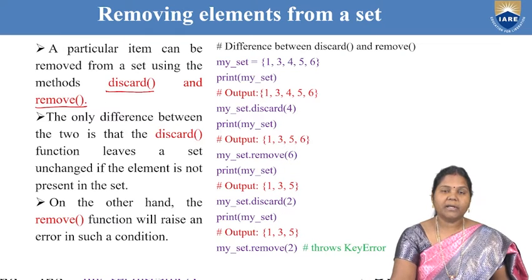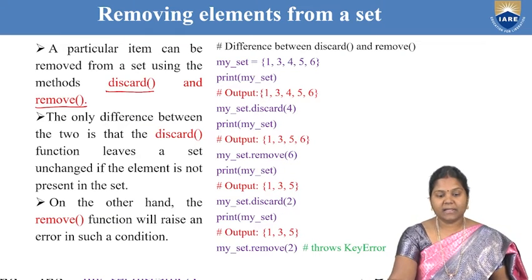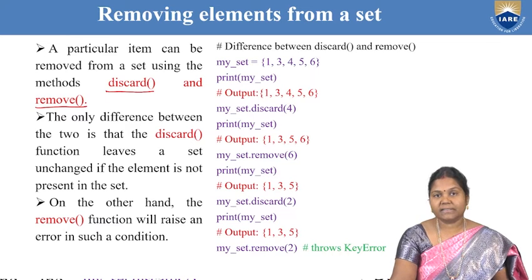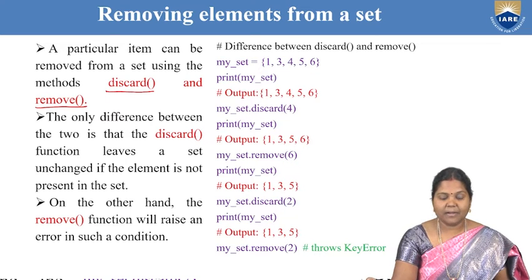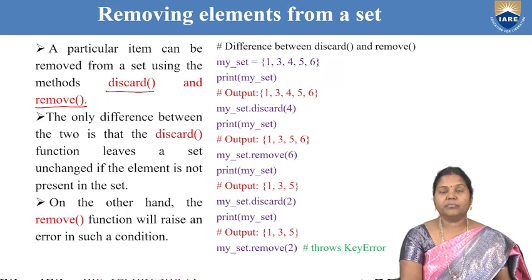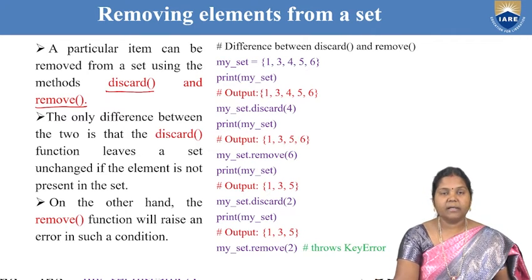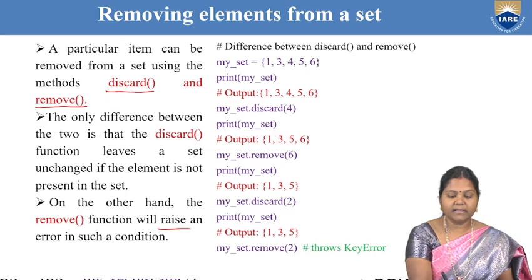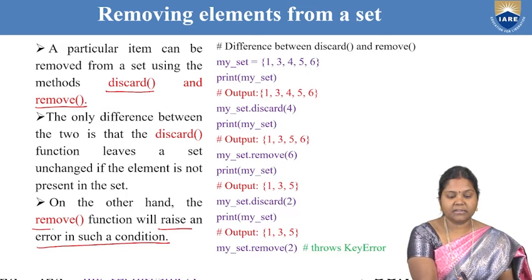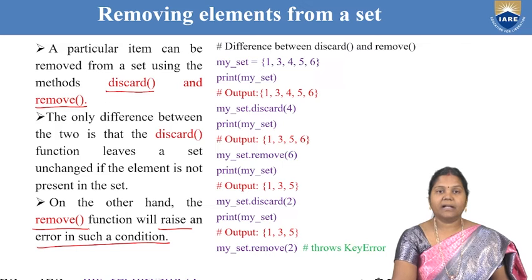Suppose you are trying to discard one element using the discard method and that element is not present in the set, then it won't affect anything, it won't change, and it won't show you any error. It will just leave the set as it is. But on the other hand, if you are trying to remove an element and that element is not present, then the remove function will raise an error in such a situation. That is the difference between discard and remove.